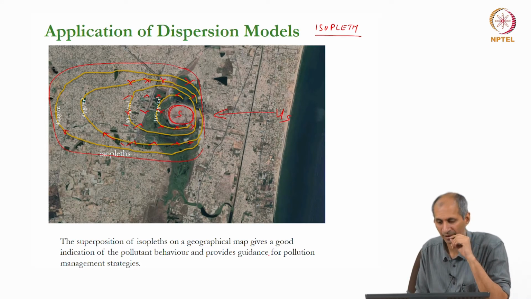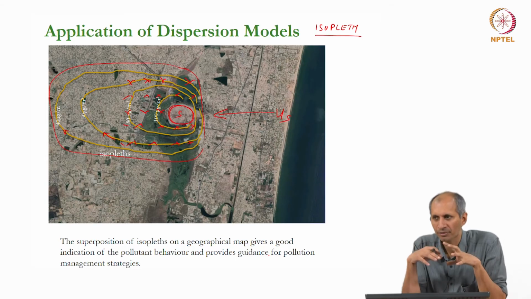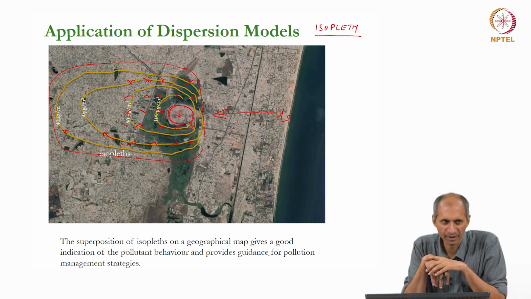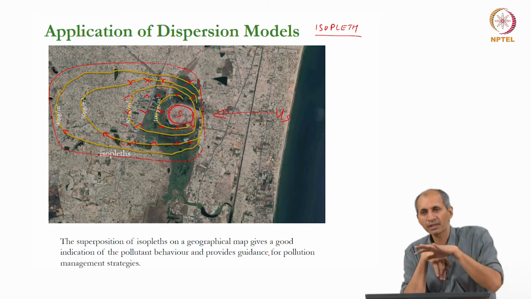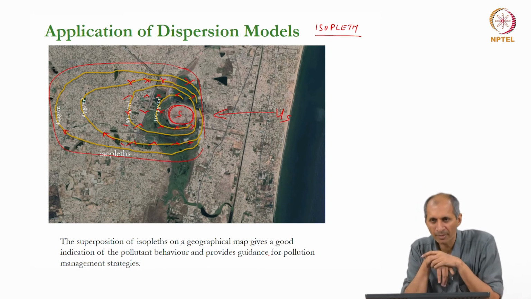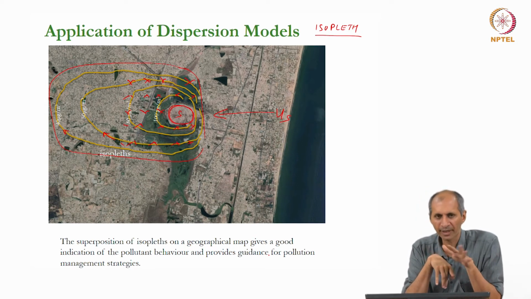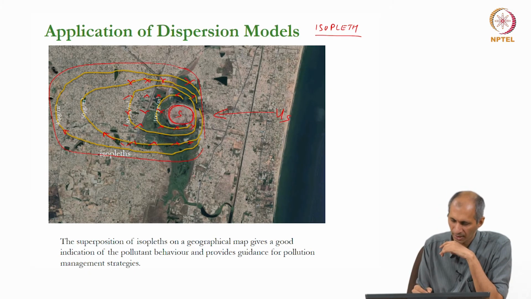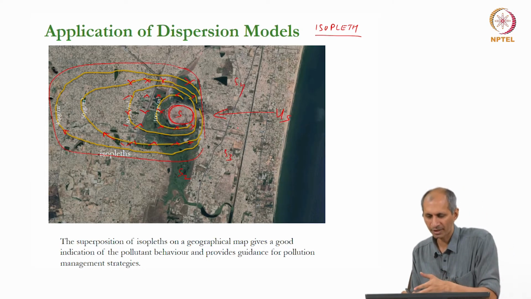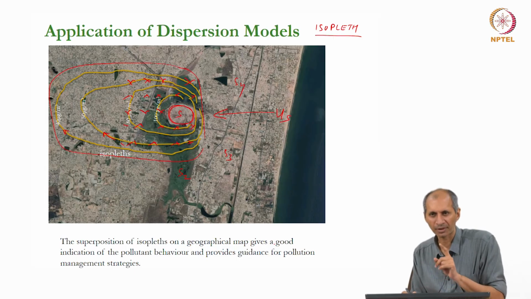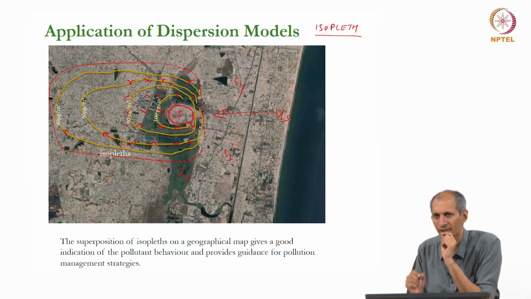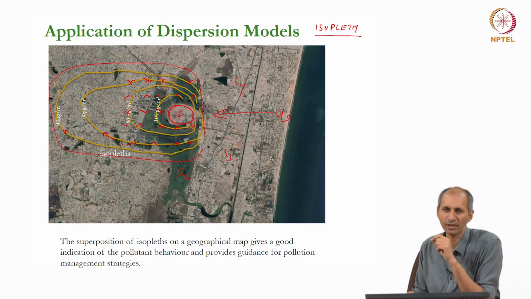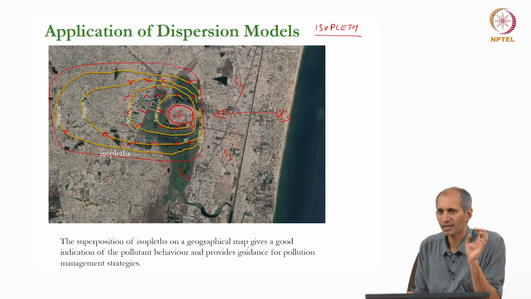So this is the superposition of your Gaussian dispersion model calculation with reference to a real source. On a map, this is how people apply this. On a map you have different sources; here there is only one source. Now I can have multiple sources, source 2 here, source 3 here and so on. I can put a contour map of one particular pollutant, because the pollutant concentration depends on the emission factor and emission rates.